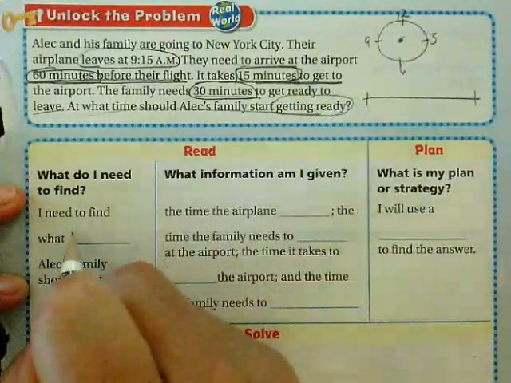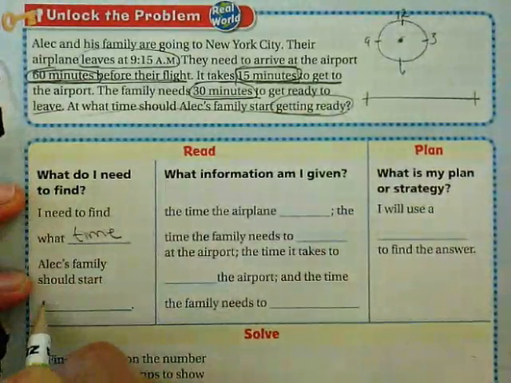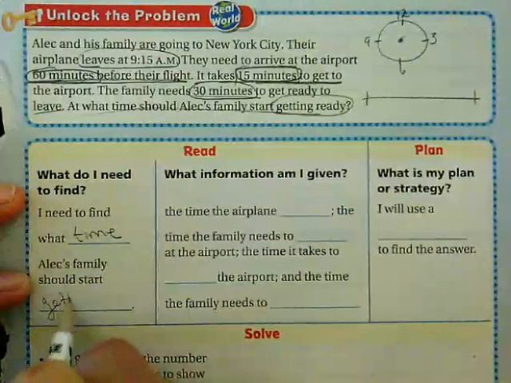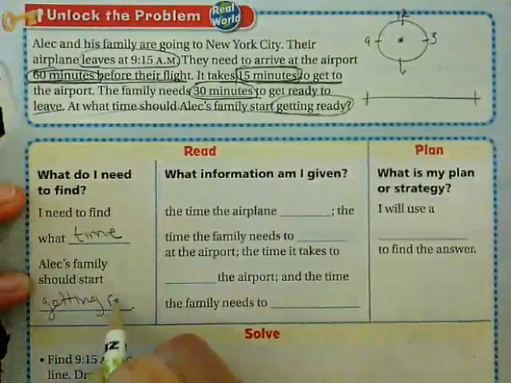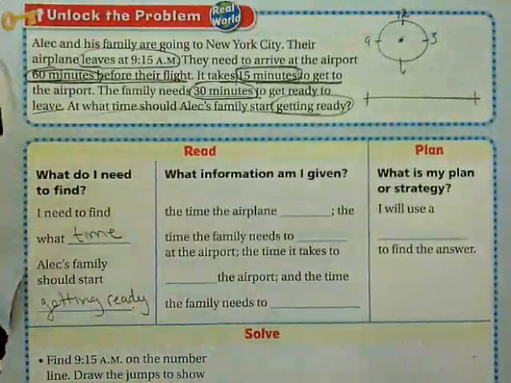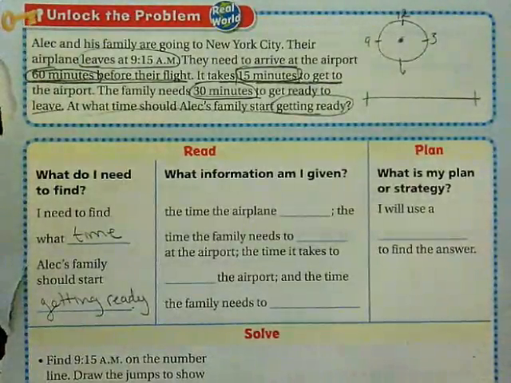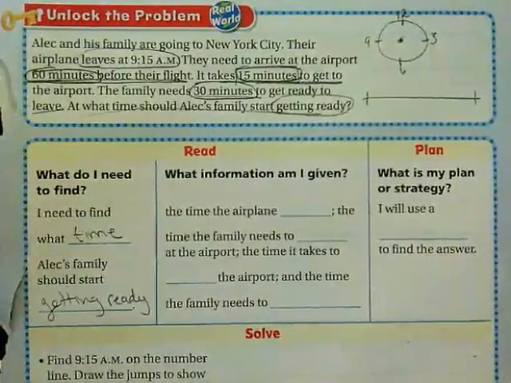So I need to find what time Alec's family should start getting ready. In other words, packing up all their toiletries, making sure all the suitcases are in the car. Don't forget your gaming device. Make sure you have everything. So what time do they need to start getting ready?